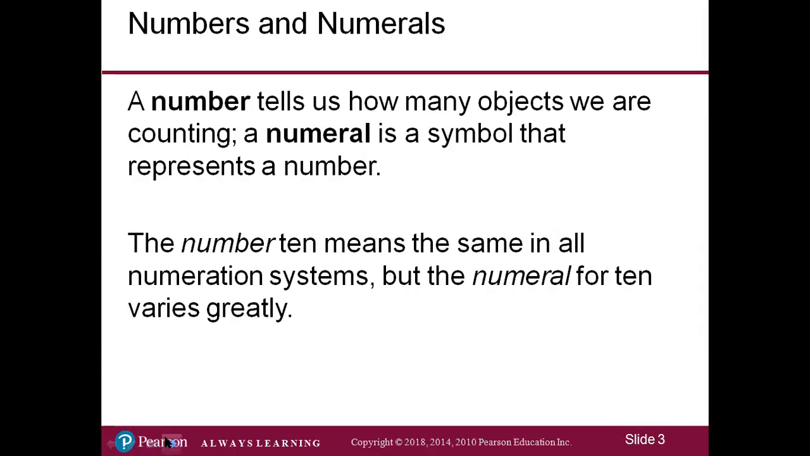Numbers and numerals. A number tells us how many objects we are counting. A numeral is a symbol that represents a number. The number 10 means the same in all numeration systems, but the numeral for 10 varies greatly.